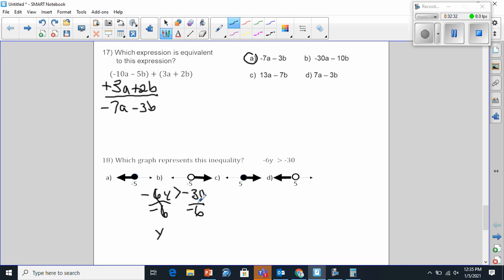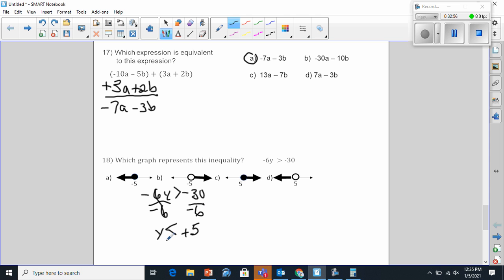And now negative 30 divided by negative 6. Well, I remember a negative divided by a negative is a positive. And I know that 30 divided by 6 is 5. And I also remember whenever I divide or multiply by a negative number, I have to turn my symbol in the other direction. So this is y is less than positive 5.